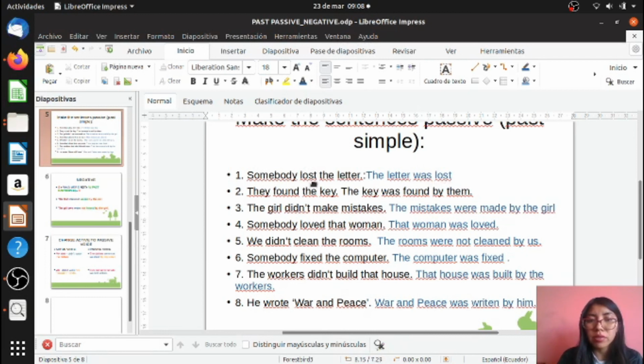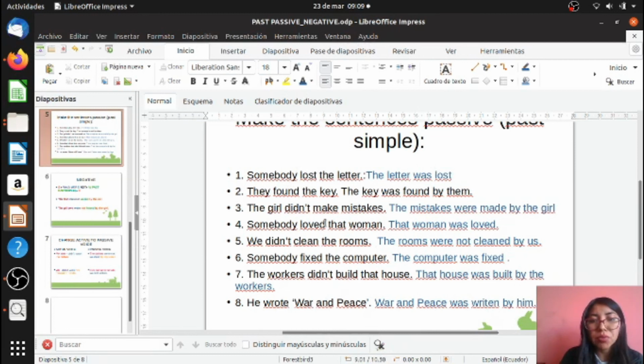Presta atención, hay verbos que vamos a utilizar de la misma manera en el pasado y en el pasado participio. Okay, refiriéndonos a verbos irregulares. And there are some verbs that are going to change. Hay otros verbos irregulares que van a cambiar. For example, wrote, that is the past form, and written, that is the past participle form. In order to know that, you have to study the list. Para reconocer este tipo de situaciones, usted tiene que estudiar la lista de verbos.